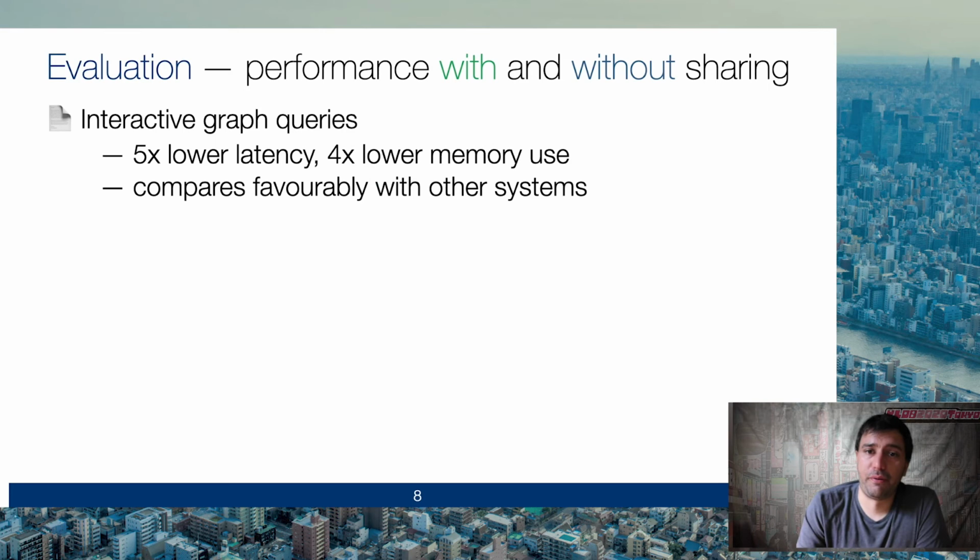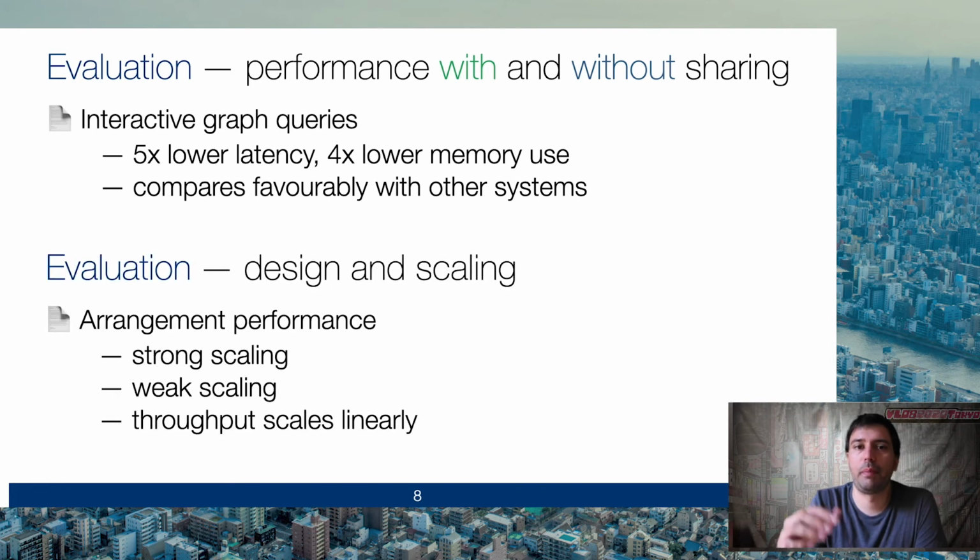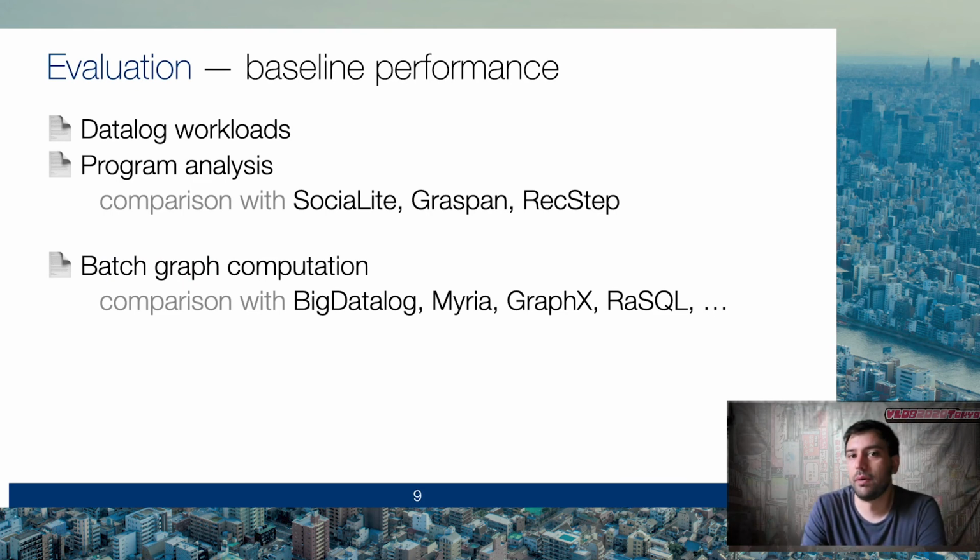In the paper, we also compare the performance with and without shared arrangements for interactive graph queries such as lookups and shortest paths. Shared arrangements achieve 5 times lower latency and 4 times lower memory use, and the system performance compares favorably with other general-purpose and specialized graph processing systems. We've also run micro-benchmarks to evaluate the design and scaling characteristics of the shared arrangements in isolation. As you can see in the paper, arrangements display robust strong and weak scaling, and the throughput scales linearly with the number of workers.